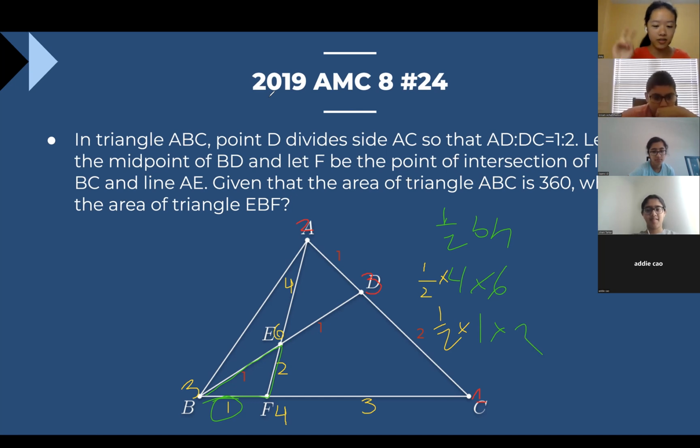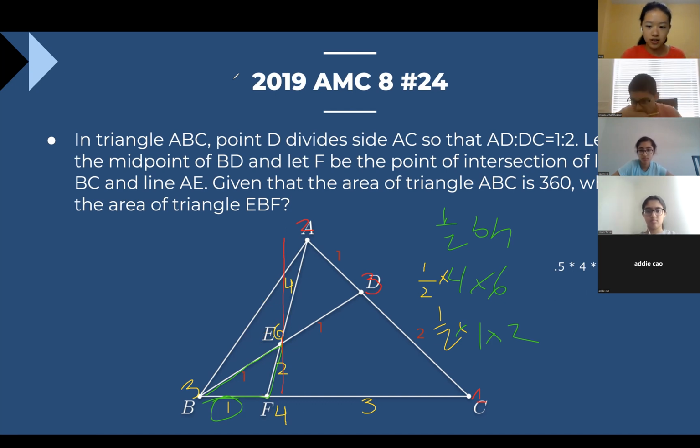Why can we call this thing the height? It's not the actual height, but the ratio of the height of this triangle to the big triangle is the same as the ratio of this side here. Let's use a different color. Here's the red. This red line I just drew is the actual height. The ratio of the big height of the whole triangle to the little height of the little triangle is 6:2.